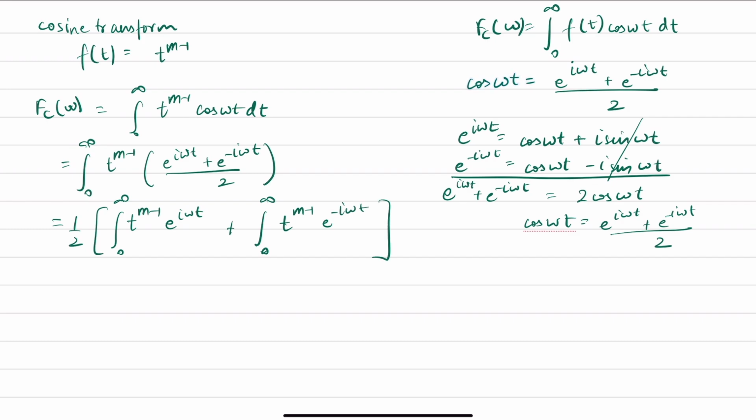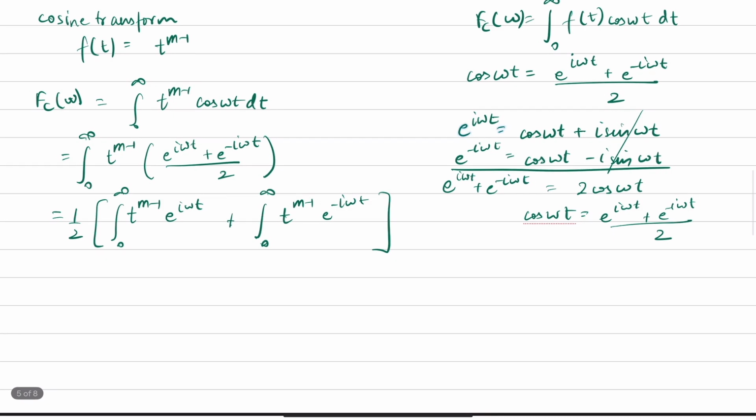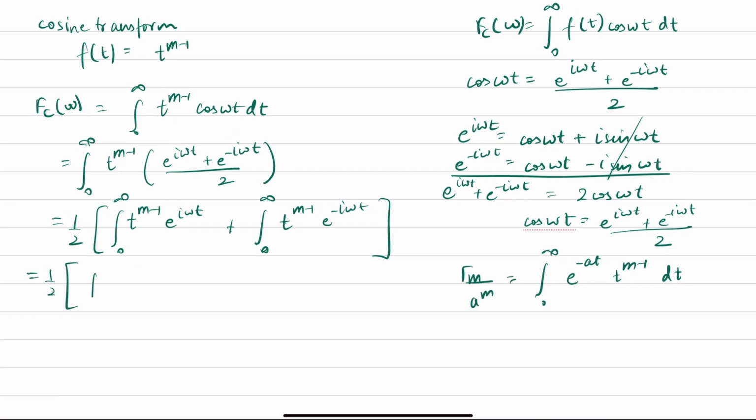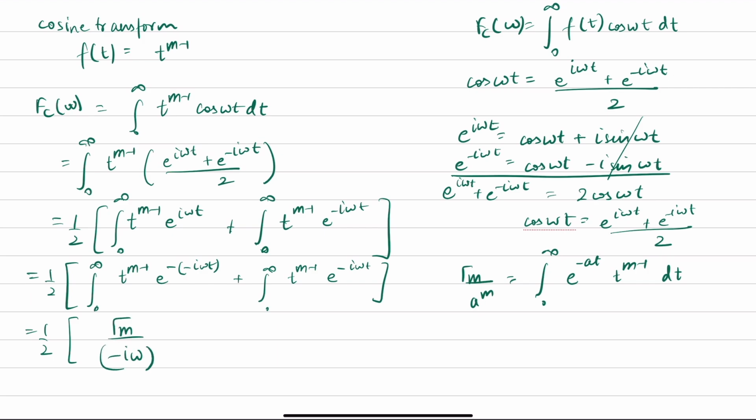Now we will use the same gamma formula. I'll write it down here. Again, I'll bring it to the form of the gamma function: t^(m-1) e^(-(-iω)t) plus integral from 0 to infinity of t^(m-1) e^(-iωt). In this, a is minus iω, in this, a is iω. So we will substitute the formula Γ(m) divided by a, which is (-iω)^m, plus Γ(m) divided by a, which is (iω)^m.